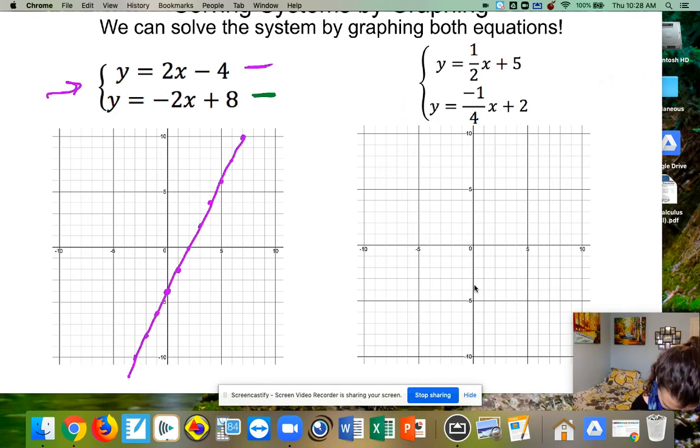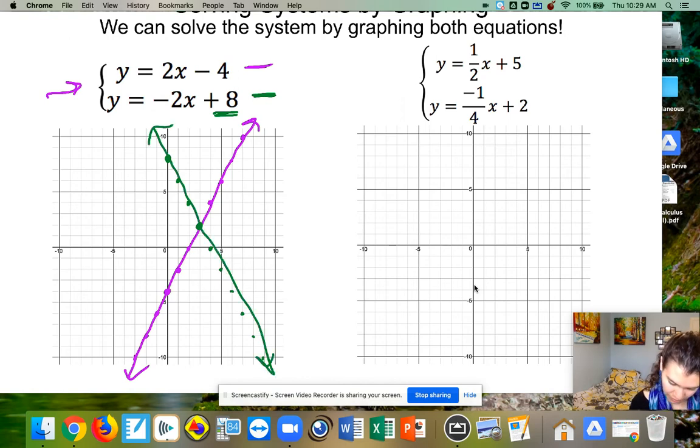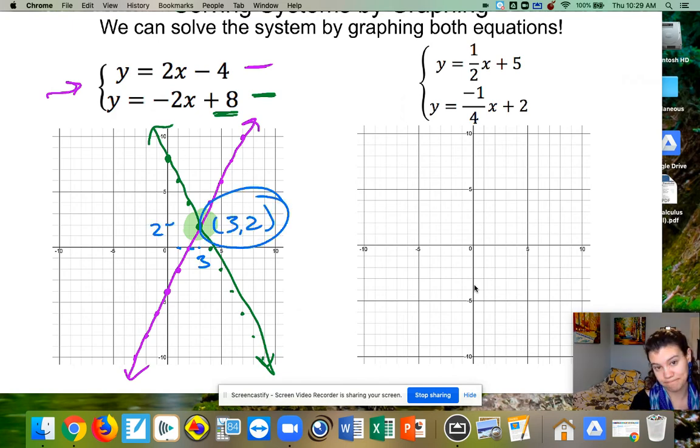So draw in your line, and then we'll switch to a green right here. We're going to start at +8 for that one, and then go down 2 over 1 from our slope. And you can draw on your line. And where they intersect, right here, that's our solution. So the solution is 1, 2, 3, 2, so (3, 2) is the solution.